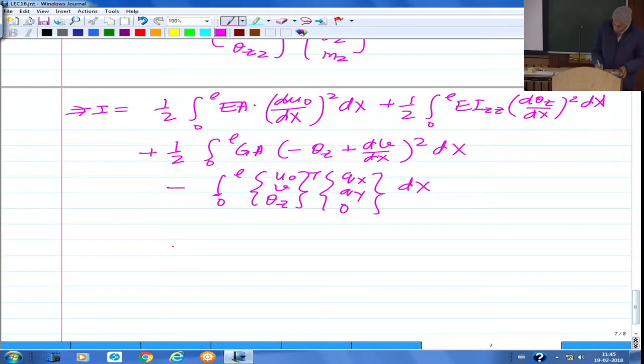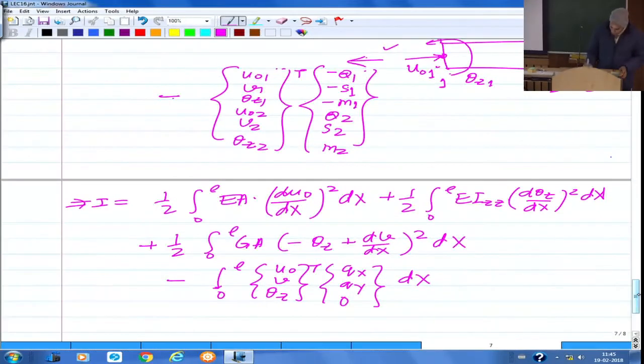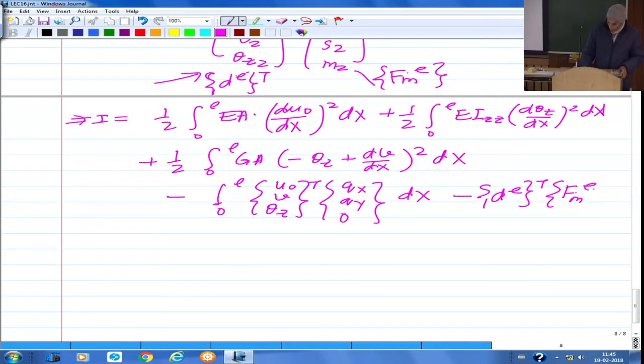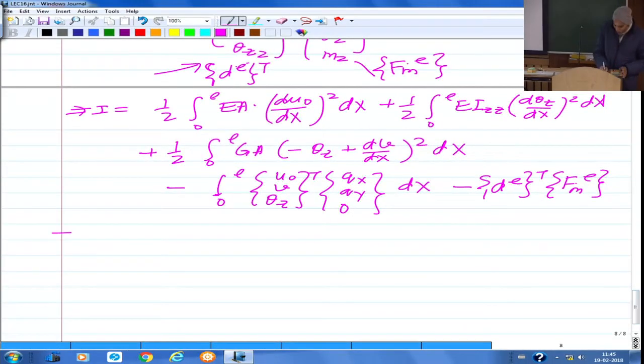And of course the last one, let me now use a notation. Let us call this, for the timing, although we are going to justify that, let us say this vector is D transpose, and this vector is F internal for the element. So the last part, let me write it as dE transpose into F internal for the element. So this is what you have. Now you can rewrite this further.